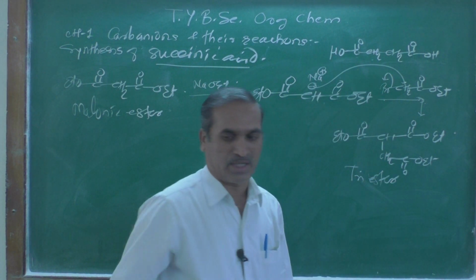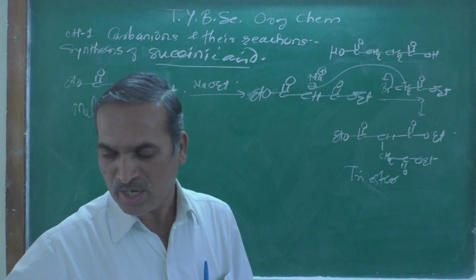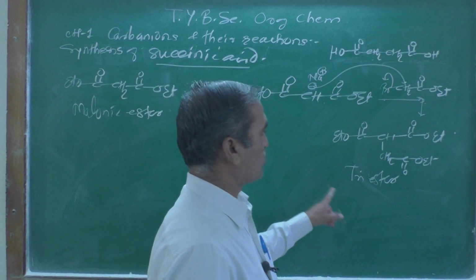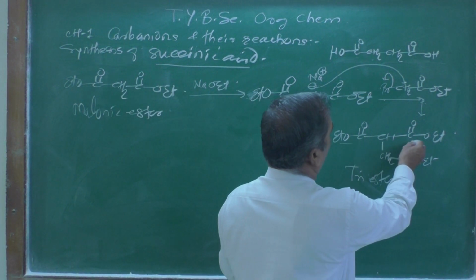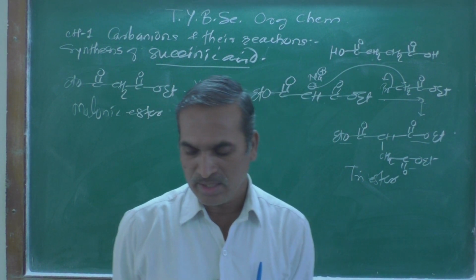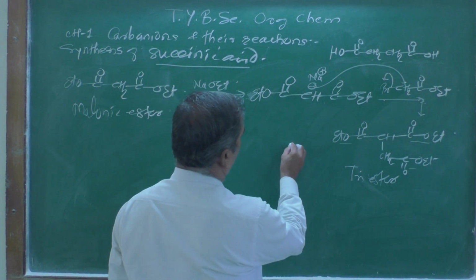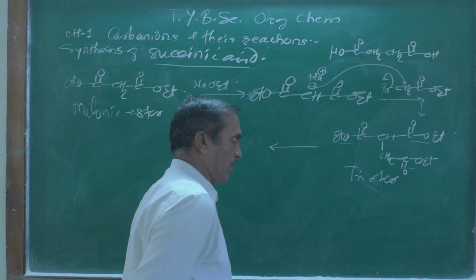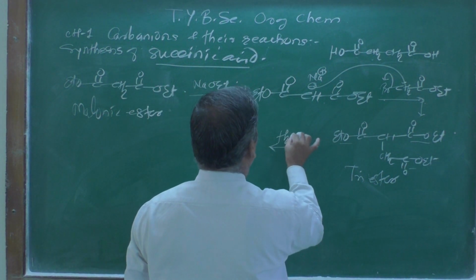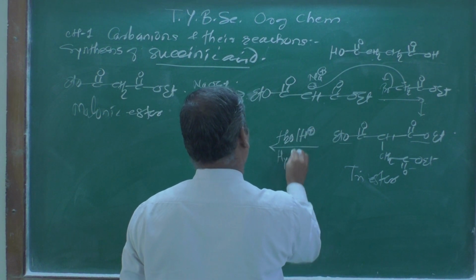In a previous example we saw a tetraester. Now we have got a triester, because there are three ester groups, and that's why we call it a triester. Now what is our next step? The next step will be hydrolysis, H2O in the presence of H plus. This process is known as hydrolysis.